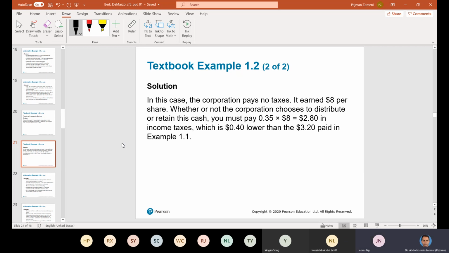As you can see, the difference here is that the tax you are paying under this corporation is lower. But on the other hand, whether or not you receive the dividend, you still need to pay tax to the government. These two are the biggest differences between the S and C corporation.